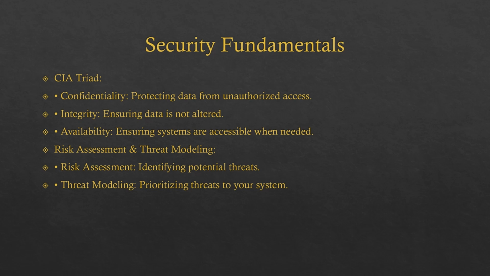The CIA triad: confidentiality, integrity, and availability. These are the core principles of any secure system. Confidentiality ensures that only authorized users can access data. Integrity guarantees that data hasn't been tampered with, and availability ensures the system is accessible when needed. Risk assessment and threat modeling are crucial to understanding potential vulnerabilities in your system.